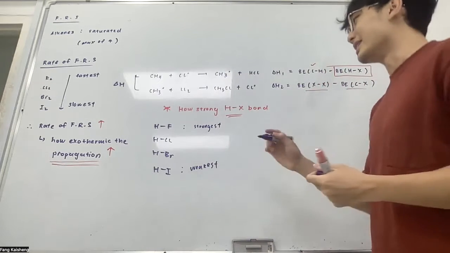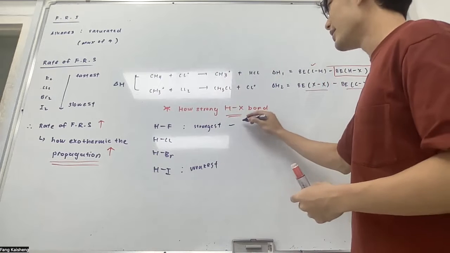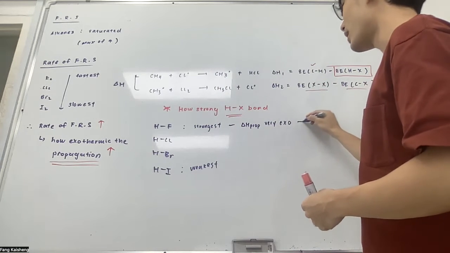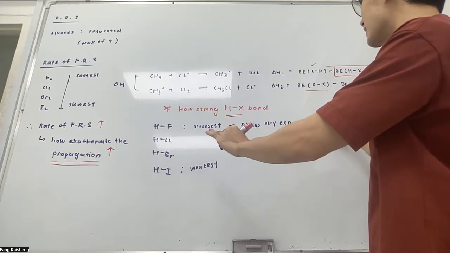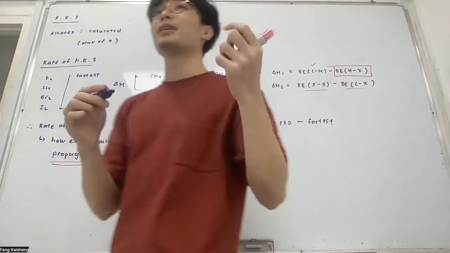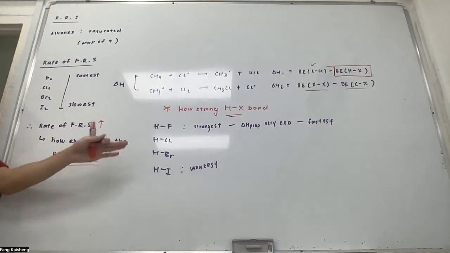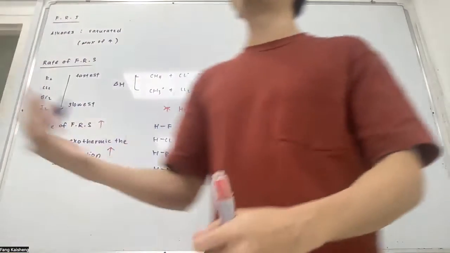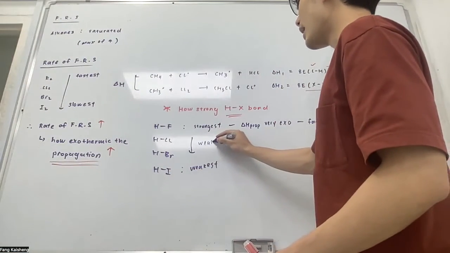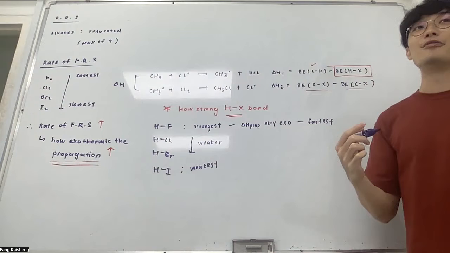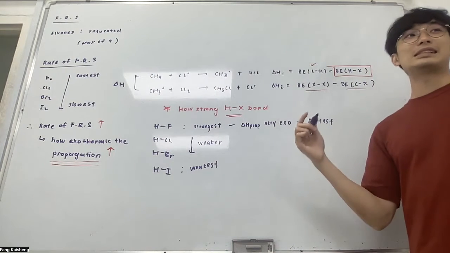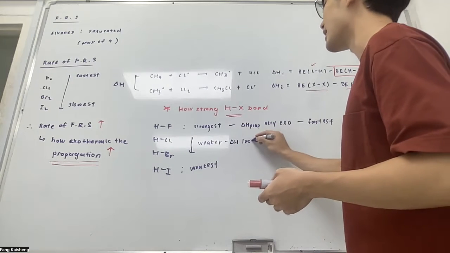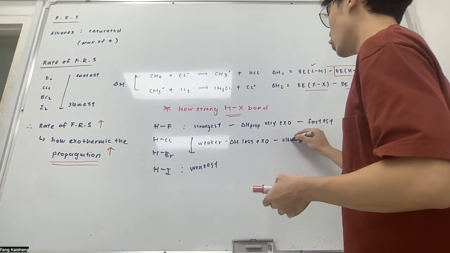So in other words, because the HF bond is so strong, the enthalpy change of the propagation step is very exothermic. And that's why when you use fluorine, it is the fastest. So that's the explanation for this portion. But then as you go down the group, what happens to the bond? It starts to become weaker, and that's why when you go down the group, what happens to the rate of the reaction? It becomes slower, because the enthalpy change starts to become less exothermic. That's why it becomes slower.